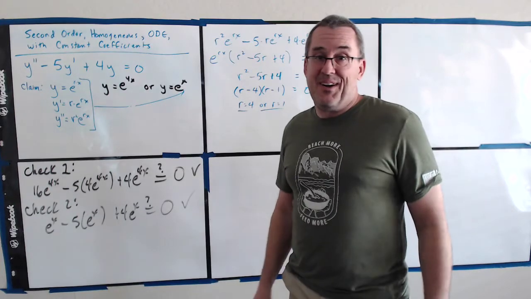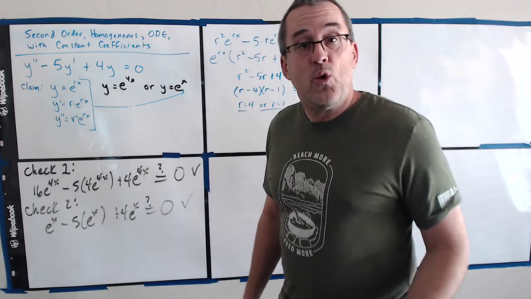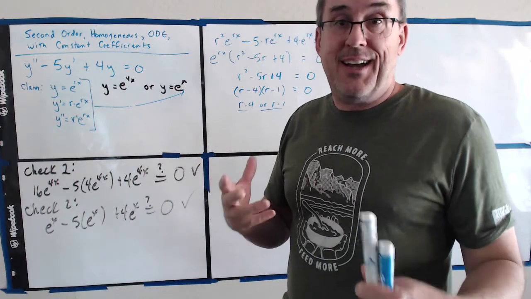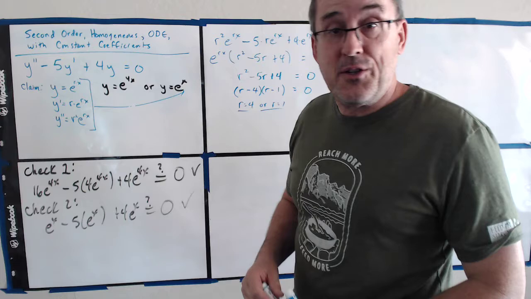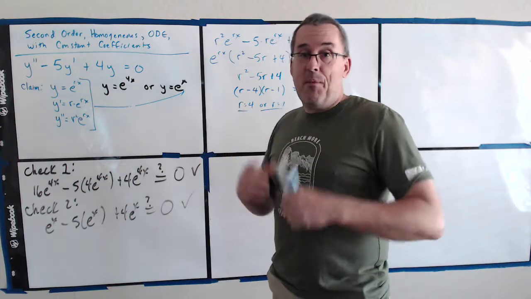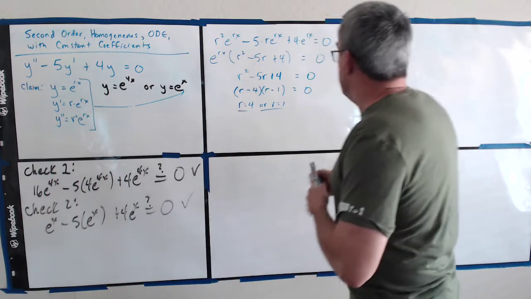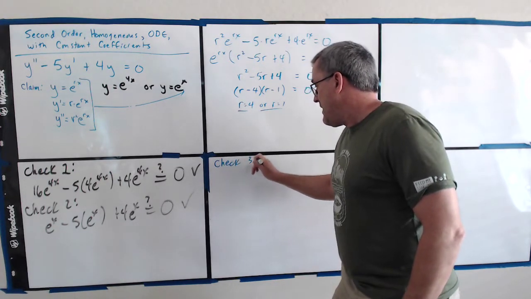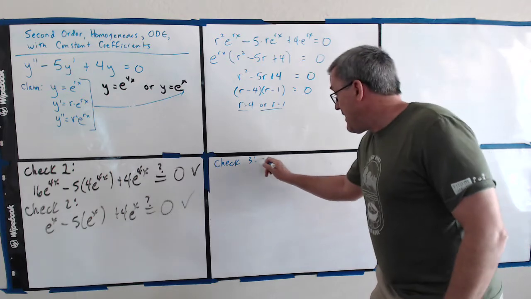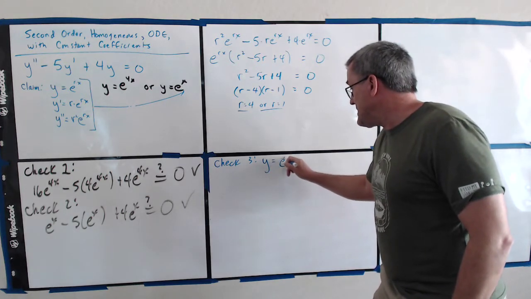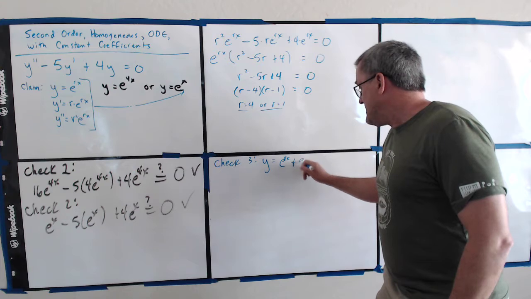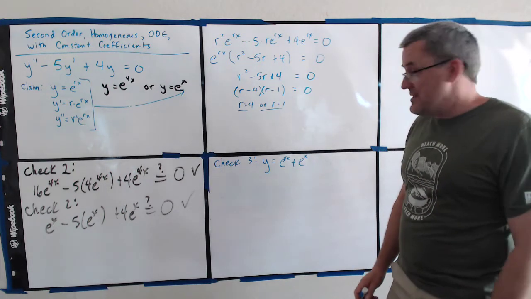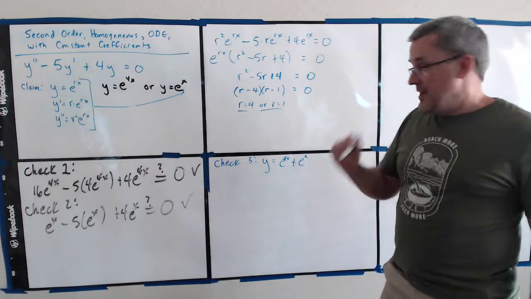But wait, are you ready for something crazy? There's something even more going on here. Not only do these two functions individually check as solutions to this second order differential equation, but the sum of them also checks. That is, check this out. We'll call this check 3. I'm claiming that y equals not only just e to the 4x, but the sum of e to the 4x plus e to the x is also a solution to the second order differential equation. Check it out.